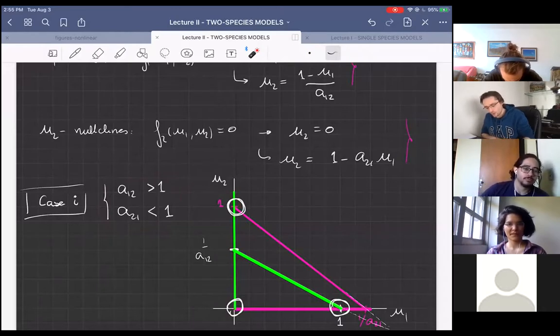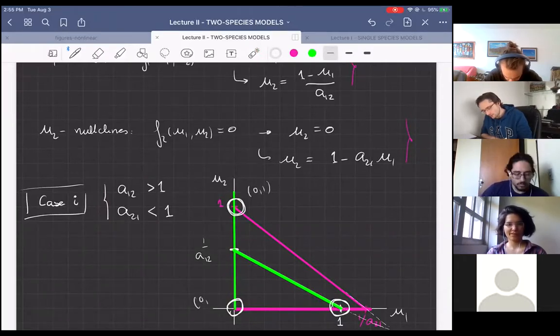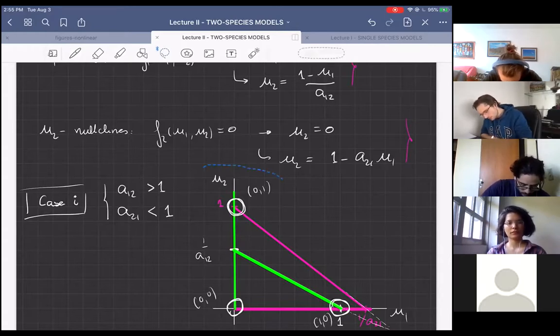I only have 3 fixed points with biological meaning. And what are those fixed points? The 0, 1, the 0, 0, and the 1, 0. Okay?